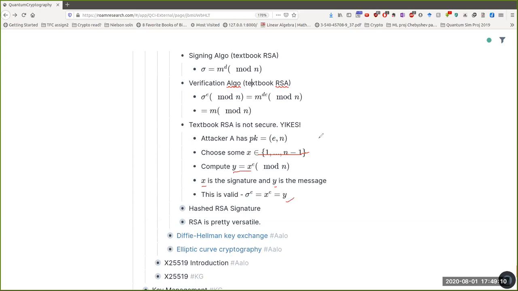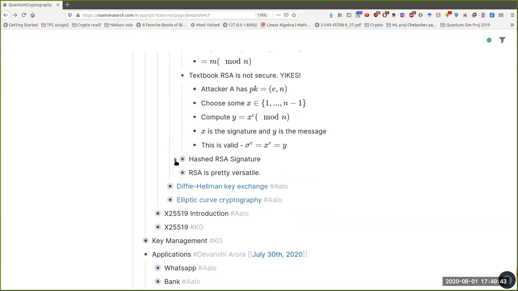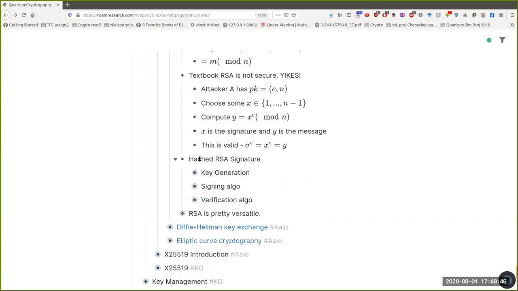Your aim should be that the attacker should not forge. This is called a forgery attack. The attacker should not forge your signature on a message. Also, for any random message, when it does not have your private key, why should it be able to give a valid signature? Then maybe it will pass through the system, and that's not what we want. So point to be noted, textbook RSA is not secure. Instead, the correct RSA algorithm is hashed RSA signature.